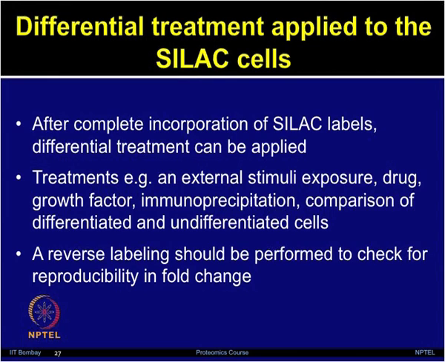it is a very good idea to replicate the experiment, to repeat the experiment to ensure that the fold changes are uniform, and also a reverse labeling should be performed to check for the reproducibility, because if reverse labeling is also showing a similar trend, then it means the experiment is unbiased due to any labeling issue.